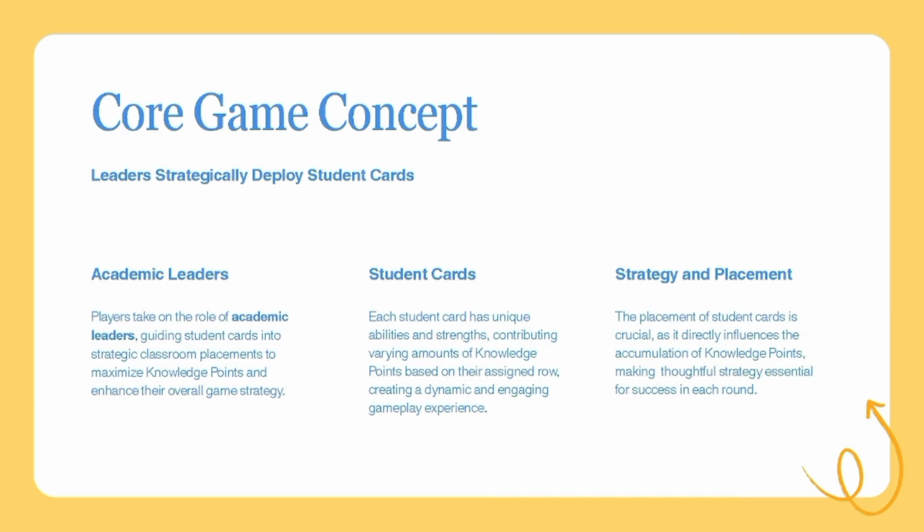Core game concept. In Academic Arena, each player chooses a leader and deploys his student cards into different categories. Each student contributes knowledge points depending on their placement, making placement critical to success. The game encourages players to plan carefully, think ahead, and adapt their strategy based on both their own cards and their opponent's moves.